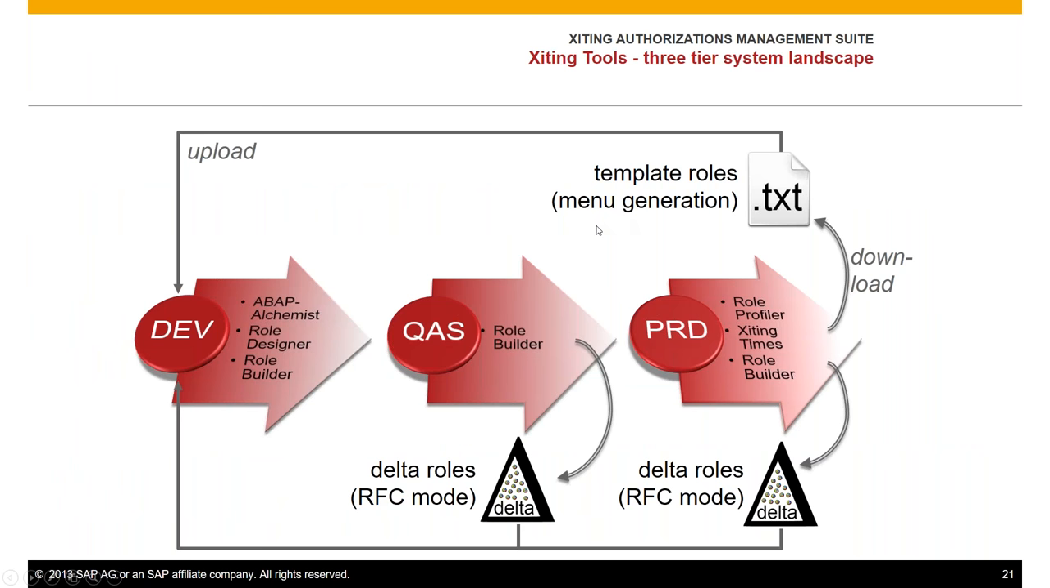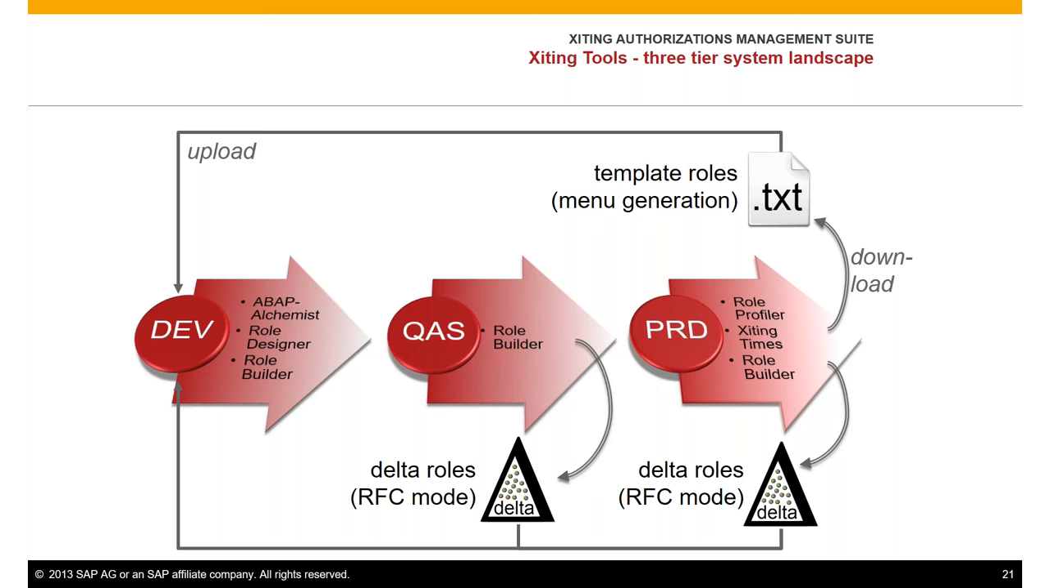So briefly to the software now. Different modules of the software are used in different types of systems. If we start on the development system, there we have a module called the ABAP Alchemist. That's a code scanning tool which we use for scanning the custom developments. And it scans for vulnerabilities, SQL injection, but also for missing authorization checks.